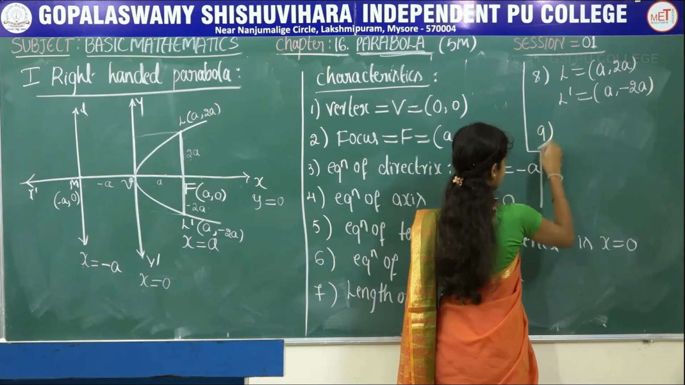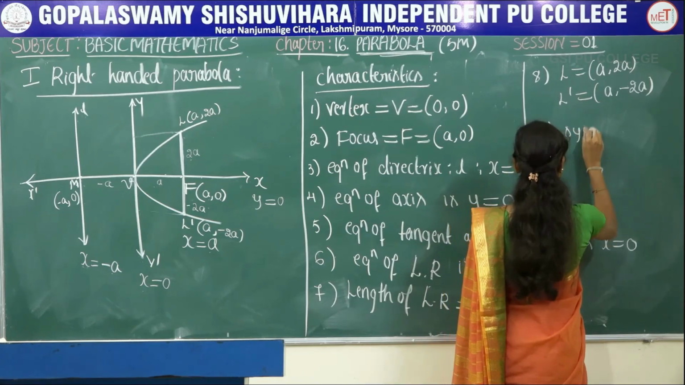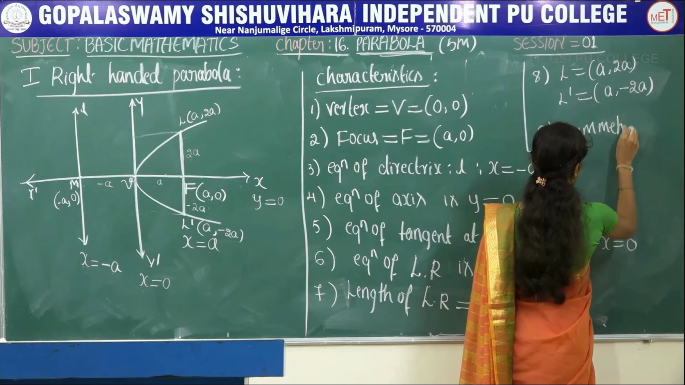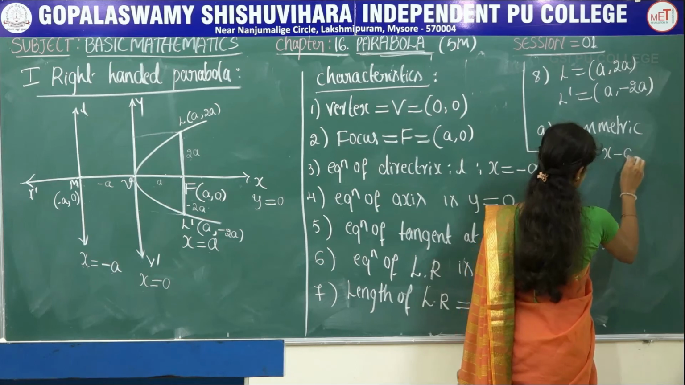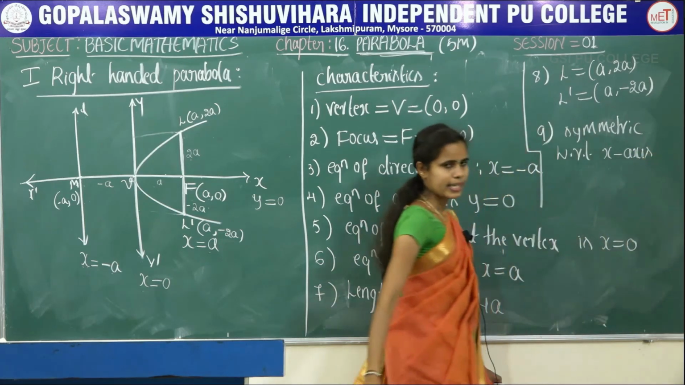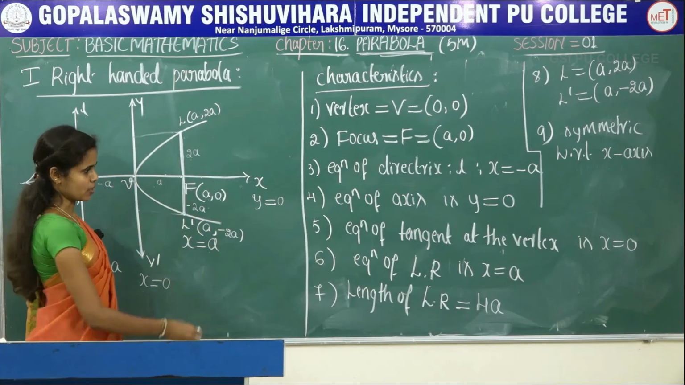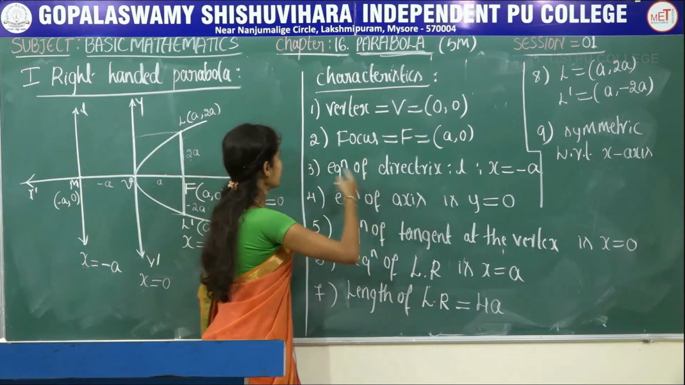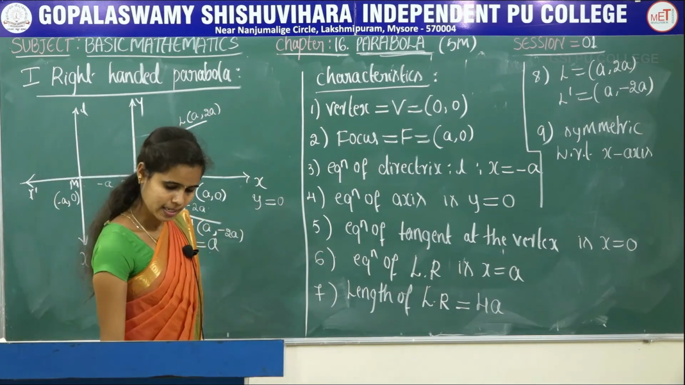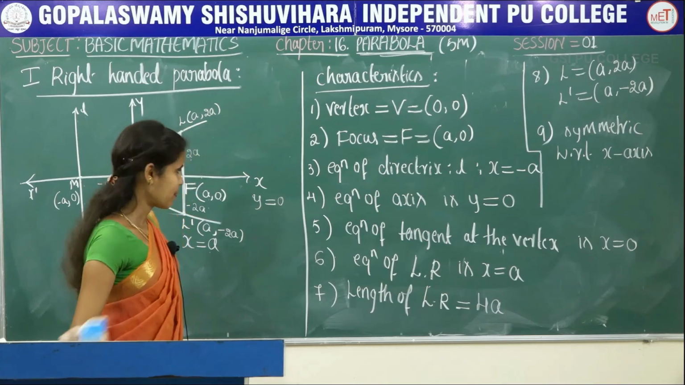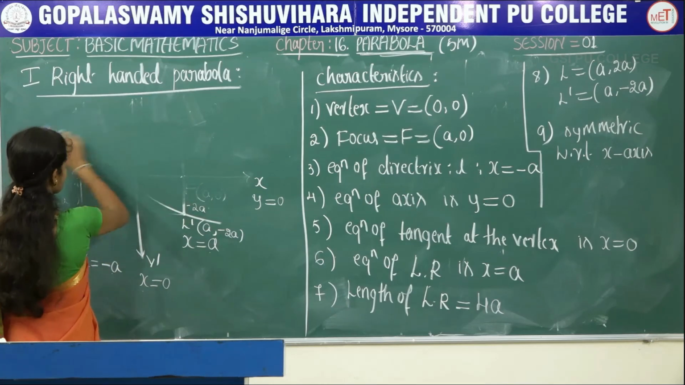Next, last characteristic, ninth one, it is symmetric with respect to x-axis. Right-handed parabola is symmetric with respect to positive x-axis. So these are the characteristics of the right-handed parabola. Similarly, let us discuss the same characteristics of left-handed parabola.